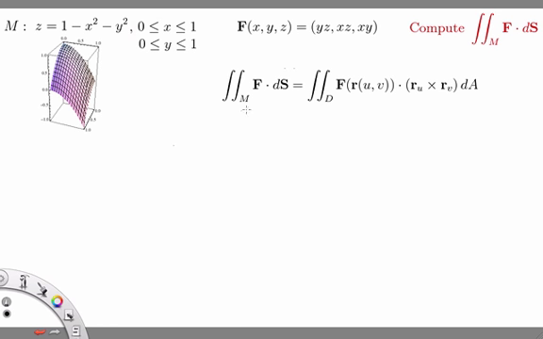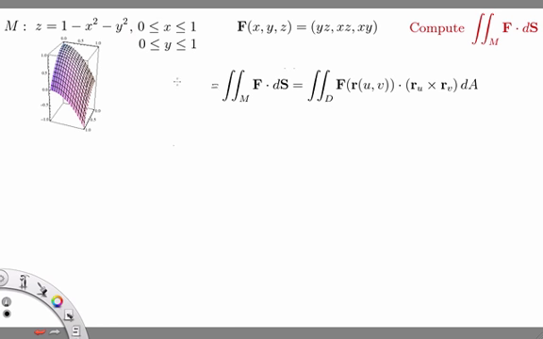To compute the surface integral, what we really want to do is use a parameterization, r of (u, v). The way it works out is we get the integral over the domain of the parameterization of f of r dot this normal vector, r sub u cross r sub v, dA. So again, we use a parameterization to rewrite this vector surface integral as a double integral of a scalar function, because I'm taking the dot product of two vector fields.